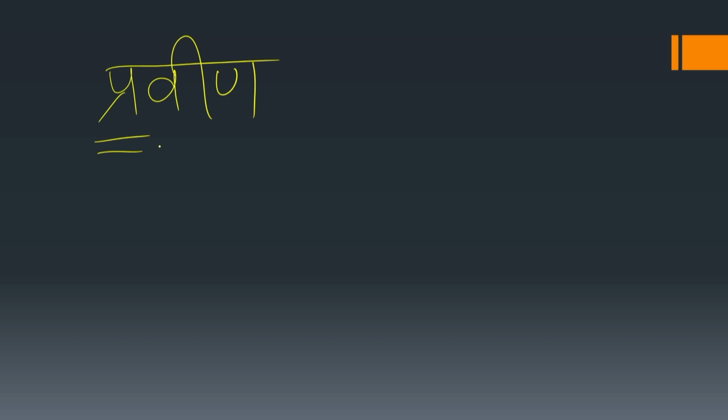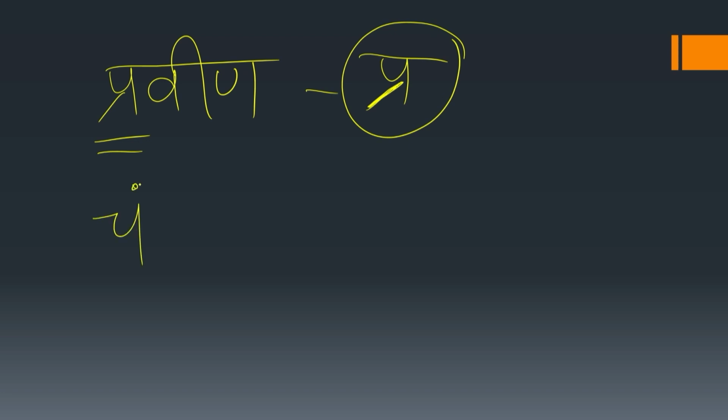Now this pra over here is actually a mixture of pa and ra. So this is represented using a small diagonal stroke on the letter pa. Praveen. Chandra.